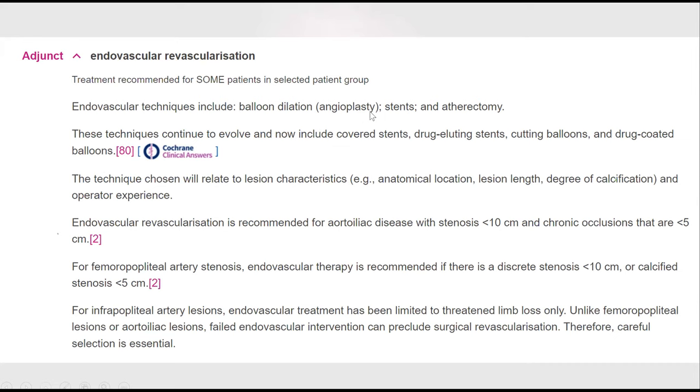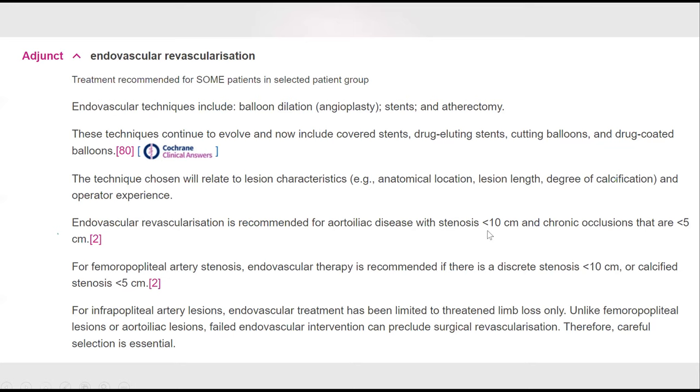Angioplasty, stents, atherectomy, but mainly angioplasty. There are many types, like drug eluting stents, cutting balloons, and this stuff. But endovascular revascularization is recommended for aortoiliac disease with a stenosis less than 10 centimeter and chronic occlusion that are less than 5 centimeter. So this is called short segment stenosis.